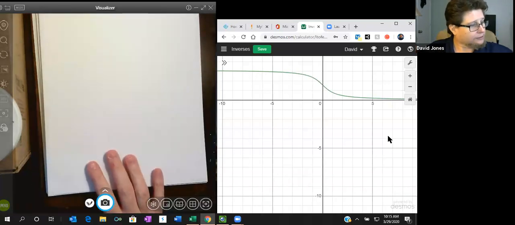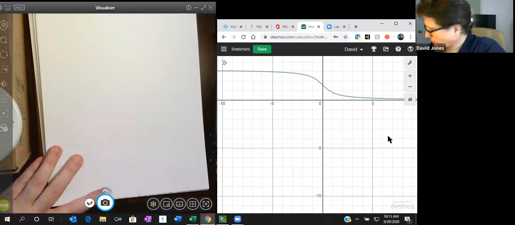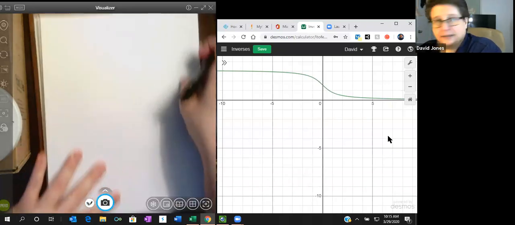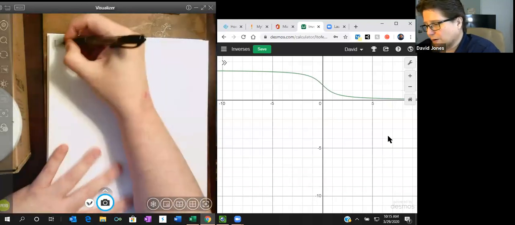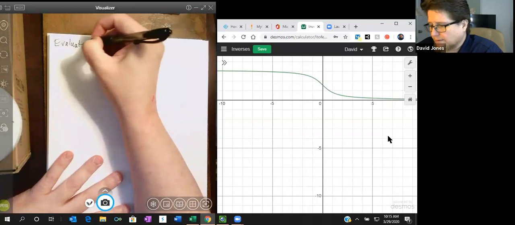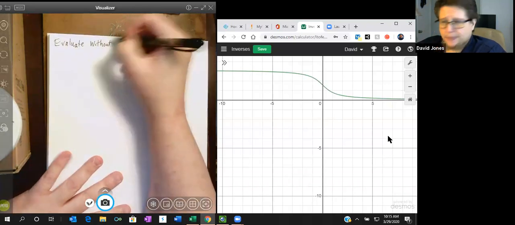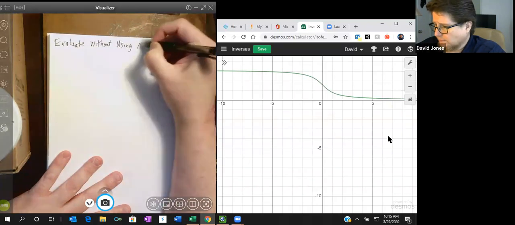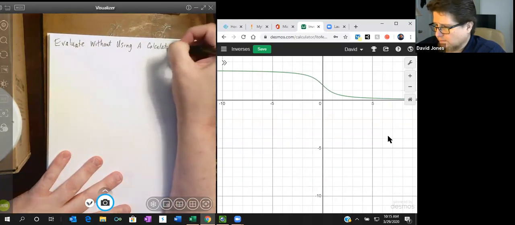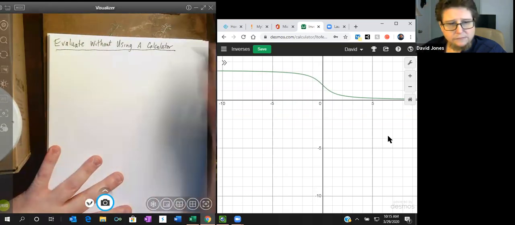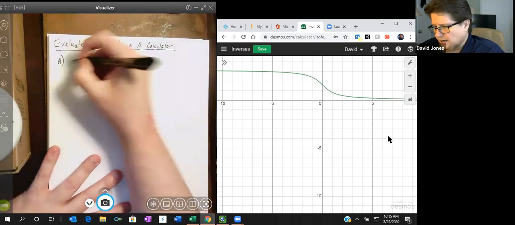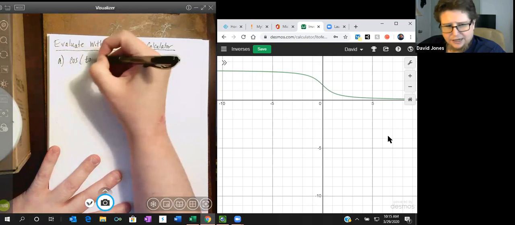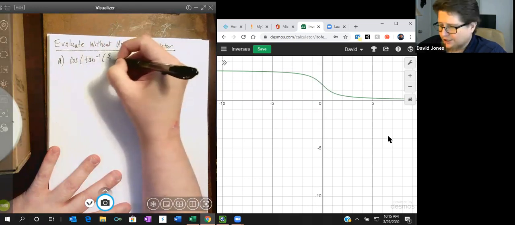In the following problems, evaluate without using a calculator. And I actually like these problems a lot. Once I learned how to do them and what was going on, I think they're really cool. I hope you feel that way too. Cosine of tangent inverse of 3 over 2.